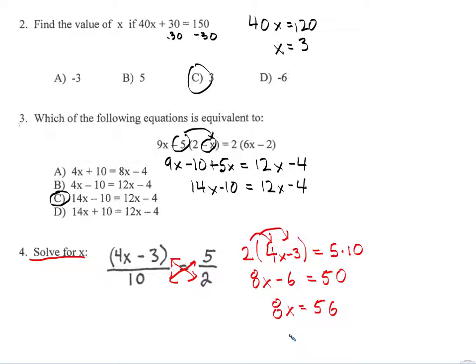From here, I'm going to divide 8. And again, I'm not going to show that. I'm just going to say, okay, I'm dividing by 8. 56 divided by 8. What is that, guys? 7. And our final answer is 7.